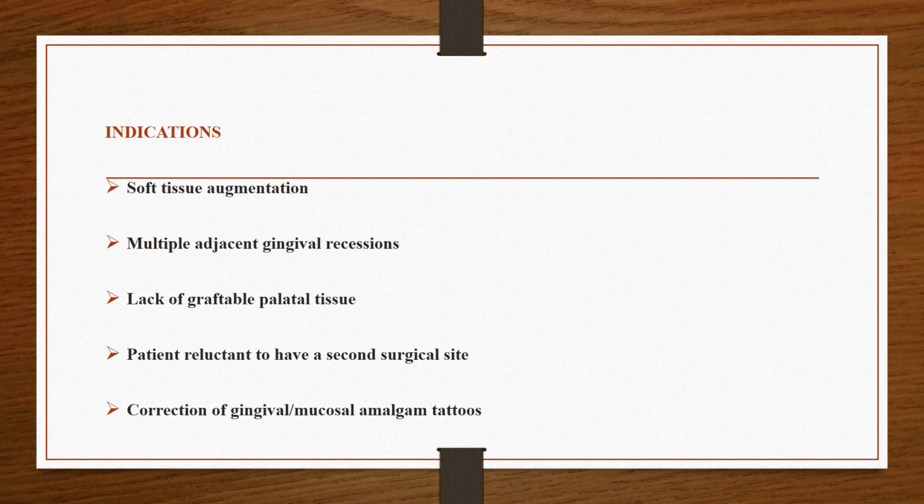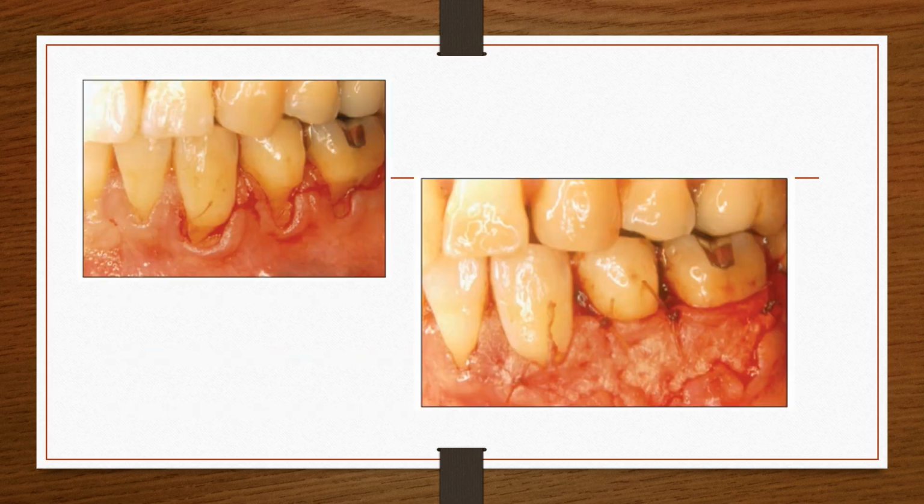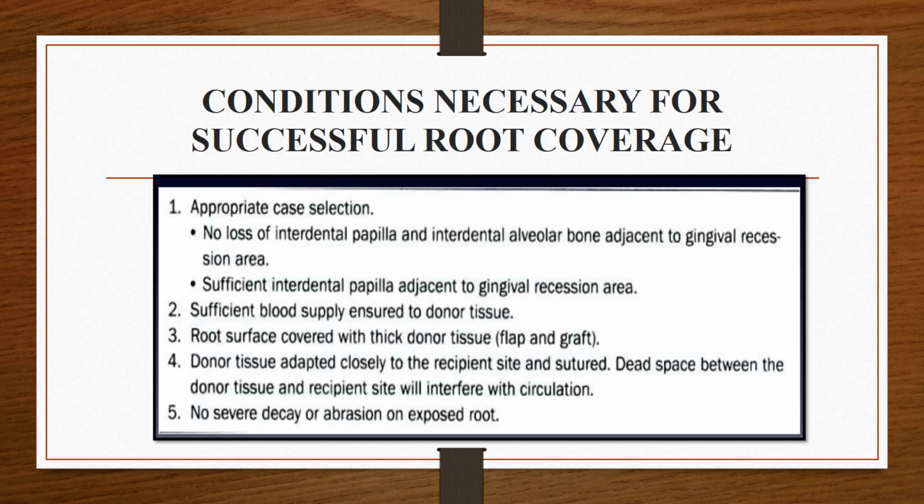So what are the indications? Soft tissue augmentation, multiple adjacent gingival recessions, lack of graftable palatal tissue, patient reluctant to have a second surgical site, correction of gingival or mucosal amalgam tattoos. We can go for Alloderm placement. For tissue augmentation, the same way we create the pouch and tunnel technique for connective tissue, we are placing the Alloderm instead of connective tissue. That's it. Then periodontal dressing will be given.